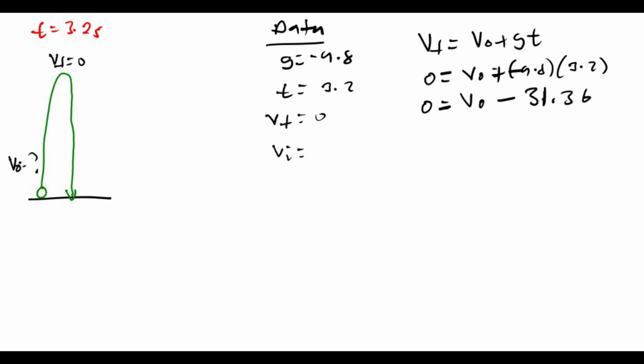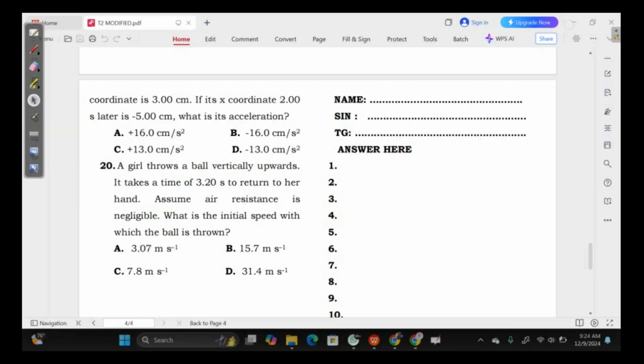V initial will be equal to 31.36 meters per second. This is the answer. And there is no debate about this, 31.36. So if I round it off, the answer is going to be D. And I found D.